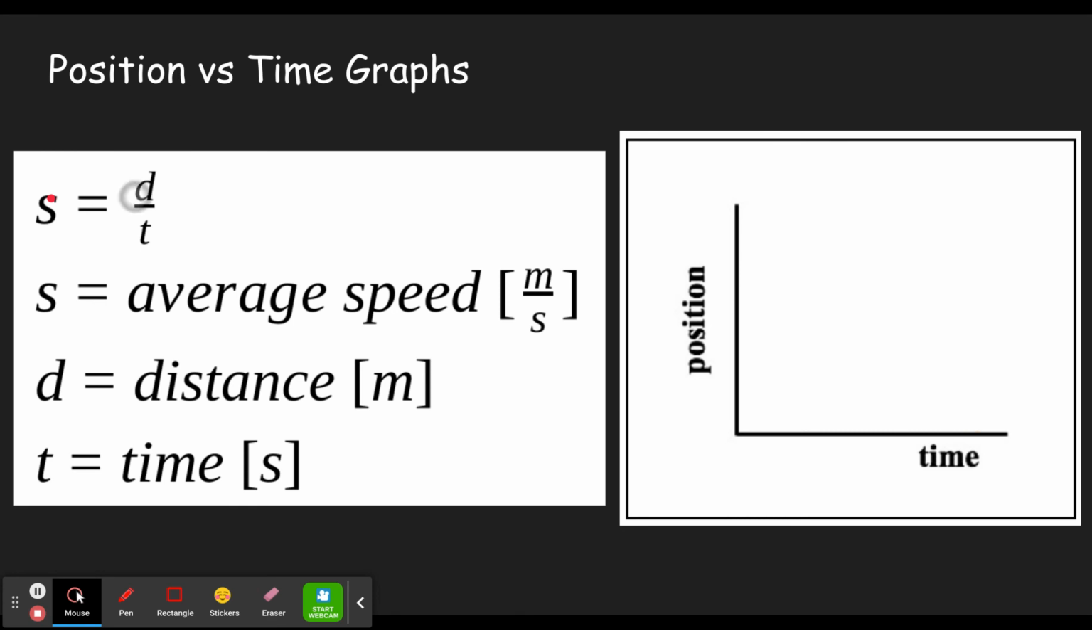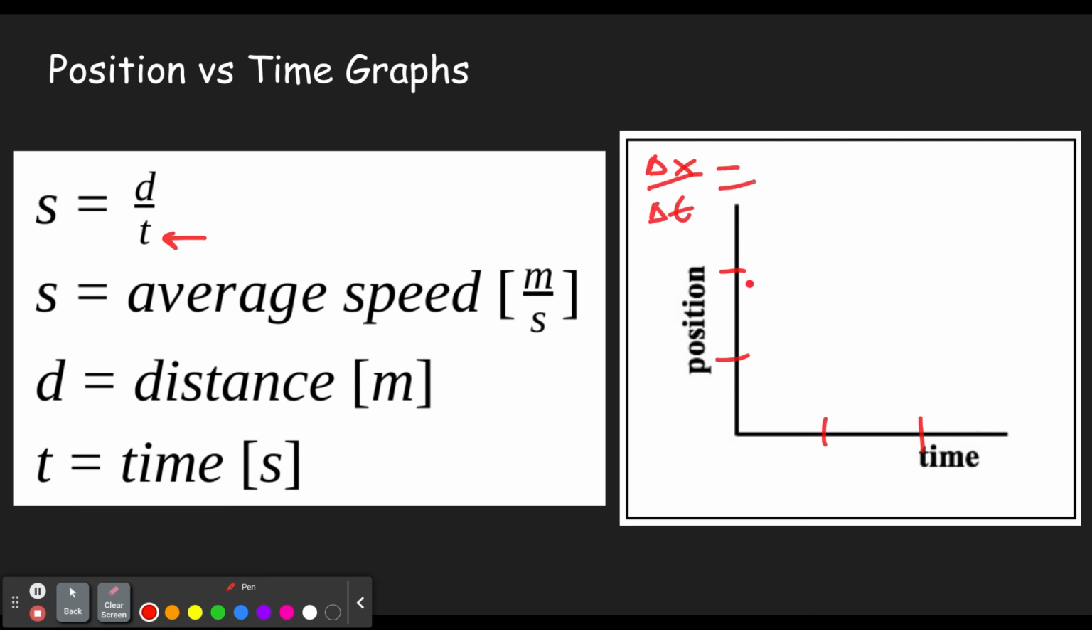Okay? But I do want to point out distance or displacement is how much the position changes. So if we have a change in position divided by a change in time, we could write it like this for the displacement formula. Notice that the change in position is on the y-axis. So mathematically speaking, the change in position is our delta y. Time is on the x-axis, and so that's a change in x.